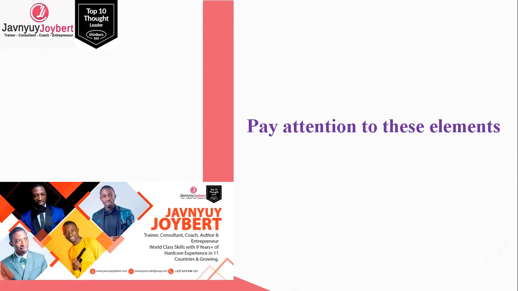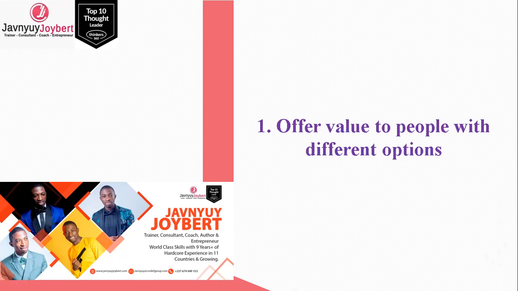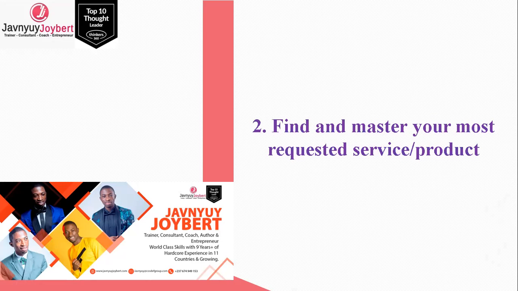So pay attention to these elements as you work hard to acquire customers. Number one, offer value to people with different options. I've explained that, I'm just breaking it down now. Number one, offer value to your target market with different options. Don't be too rigid. We're now in a highly customer-centric business environment where agility is a core business skill. Agility means that you are able to offer value with different options to a particular target market. Let them make their buying decision based on the value that you are giving them.